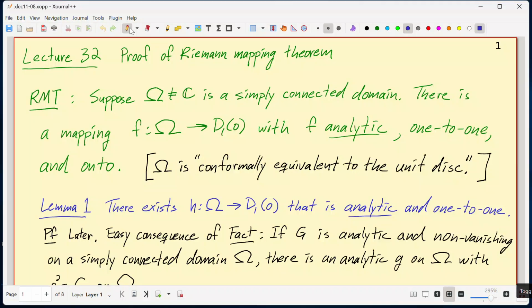Well, today I'm going to prove the Riemann mapping theorem, so that's exciting. I've been building up to this for a long time. We have all the ingredients we need now that we have Montel's theorem, Hurwitz's theorem, and the Schwarz lemma. Those are really the main ingredients.